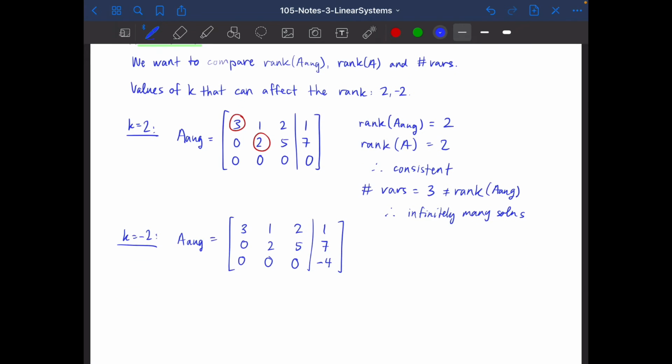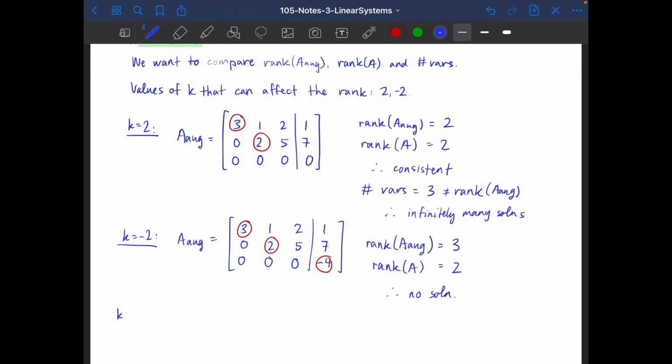And so what is the rank of this new augmented matrix? How many leading entries does it have? 1, 2, 3. So the rank of the augmented matrix is 3. What about the rank of the coefficient matrix? The rank of the coefficient matrix is 2 in this case. Since 3 is not equal to 2, since the rank of the augmented matrix and the rank of the coefficient matrix are not equal, the corresponding linear system has no solution.